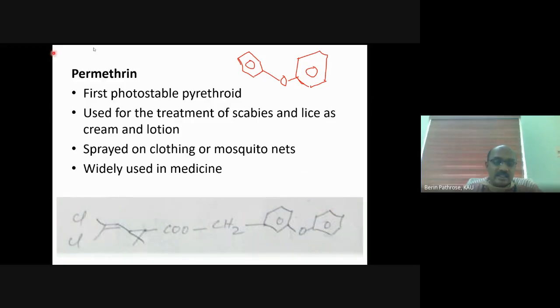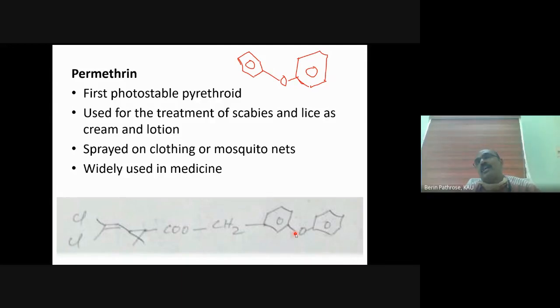This is the acid part. One thing they have changed is they introduced two chlorine atoms in the acid part. Otherwise, the acid part remains the same. Just the difference is the introduction of two chlorine atoms. But in the alcohol part, the entire alcohol part was changed and a phenoxyphenyl ring introduced, and this made the pyrethroid photo stable. Still, permethrin is used in veterinary.